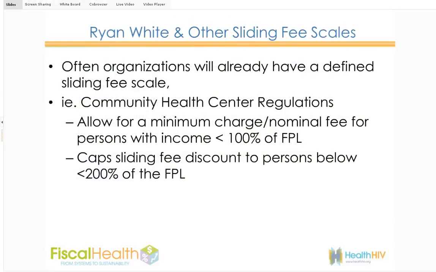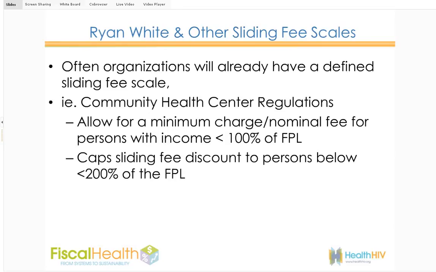So I wanted to talk for a second about Ryan White and other sliding fee scales. A lot of organizations already have a sliding fee scale, particularly if they're a community health center or a disproportionate share hospital. Oftentimes people ask, can we just use the sliding fee scale that already exists at our organization? And if it's in compliance with the Ryan White legislation, absolutely.